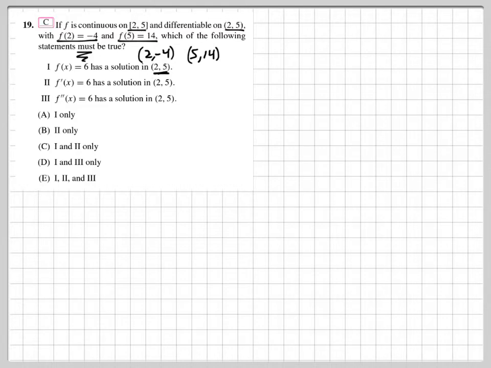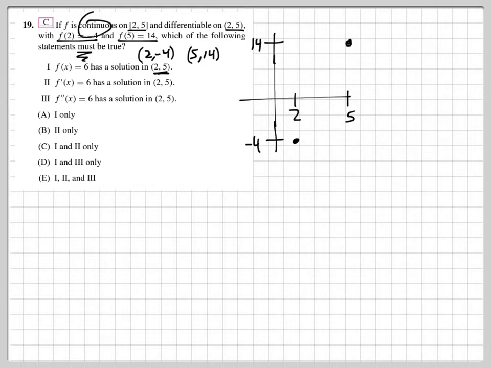So we know that on our graph at 2, we're going down to -4. So we have a point right there. We also know at 5, we're going up to 14. So since we know that we're continuous and differentiable, these 2 points are going to be connected in some way. We don't know exactly how, but we do know that they are connected.